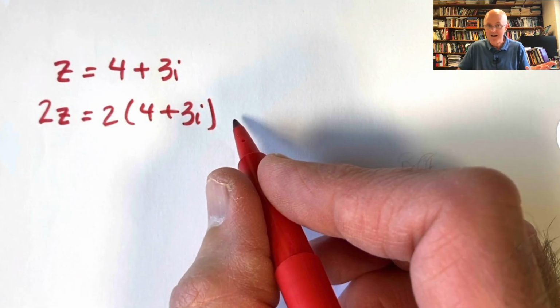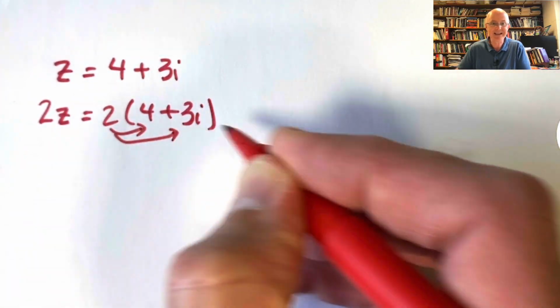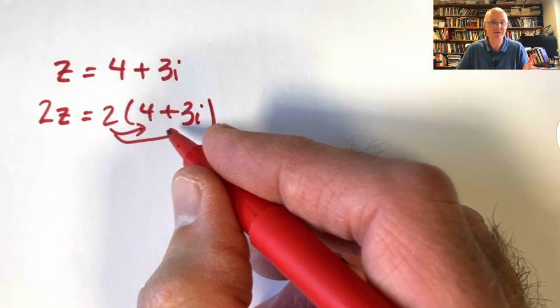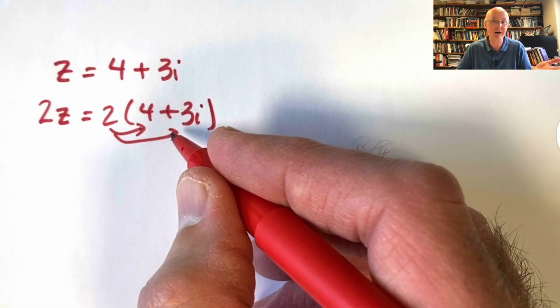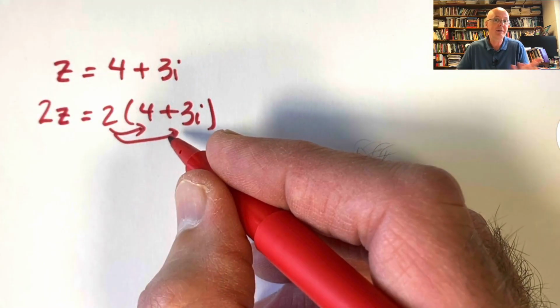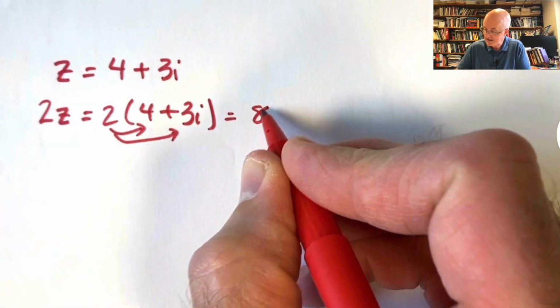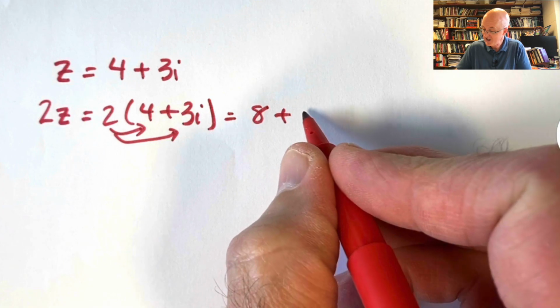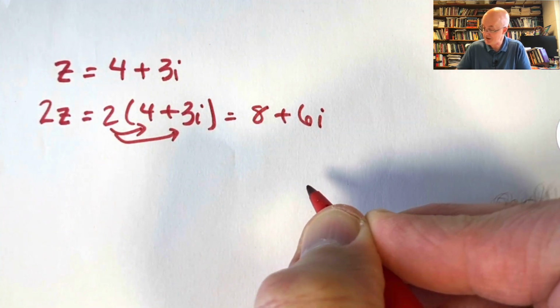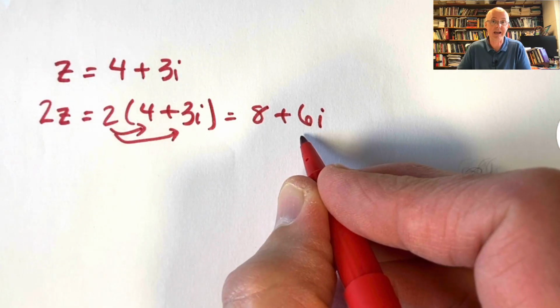I hope your gut instinct would be to distribute the 2 through the parentheses. If indeed you thought of 4 plus 3i as being, say, a linear polynomial in i, ignoring the fact that i squared is -1, that would be what you would do with polynomials. So you get 2 times 4 is 8, plus 2 times 3i, which should be 6i, since 2 times 3 is 6. The real part of the answer is 8, and the imaginary part of the answer is 6.